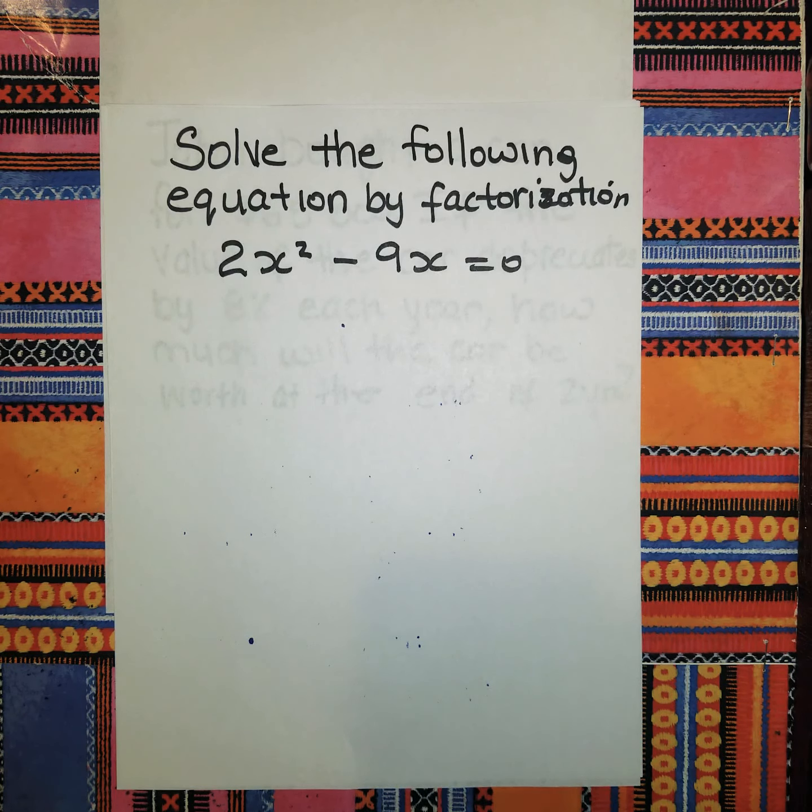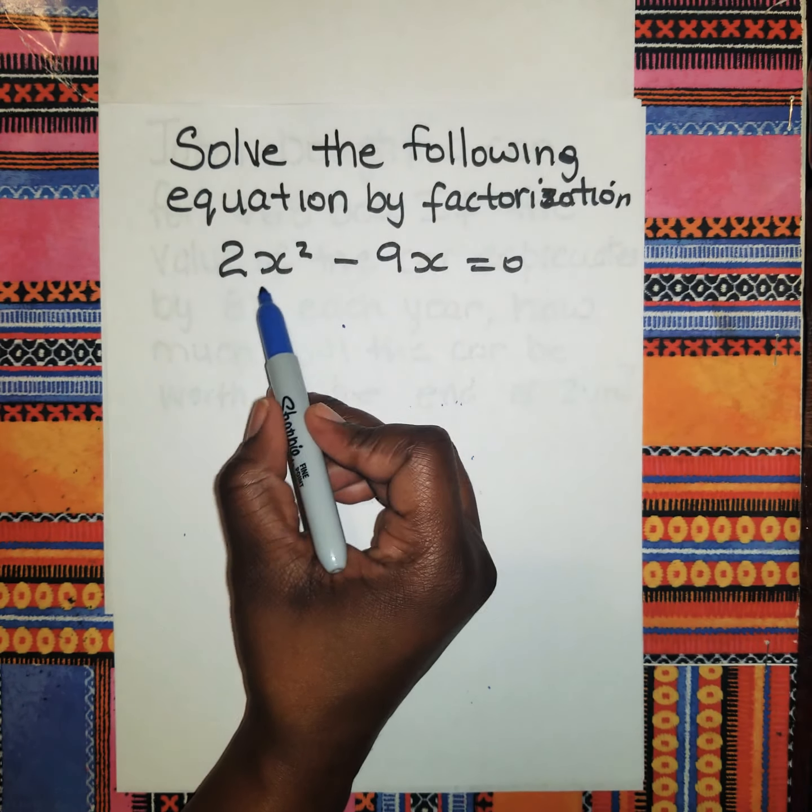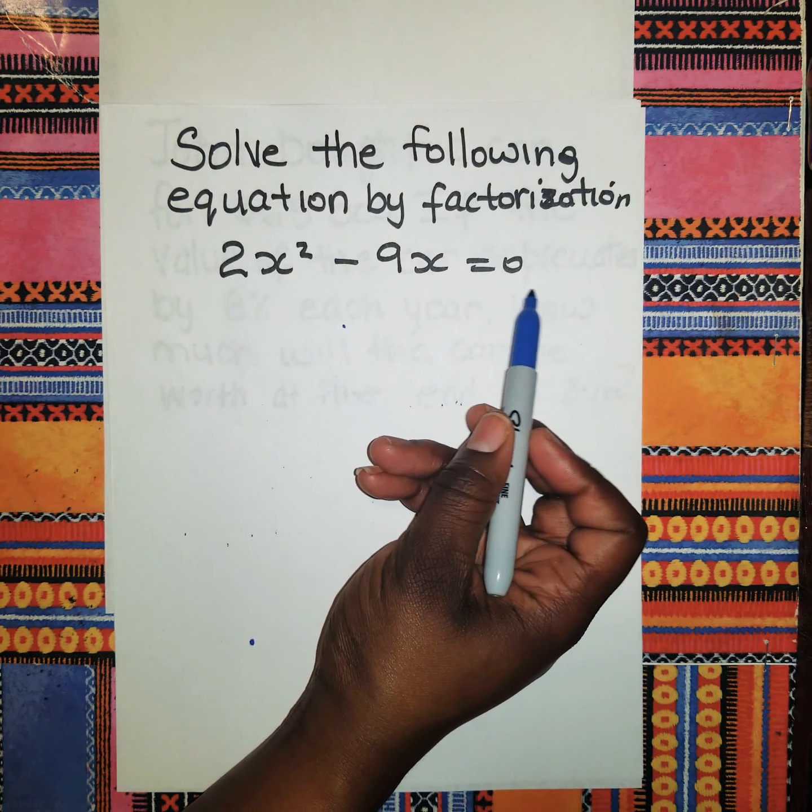The next question says, solve the following equation by factorization. By factorization, they're asking you to solve it using the AC method. If the AC method cannot be used, you have to go ahead and take out the common factor between all of them and factorize throughout continuously. So right here, we have 2x squared minus 9x is equal to 0.